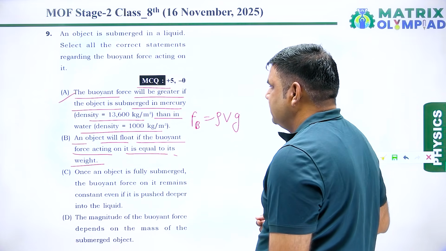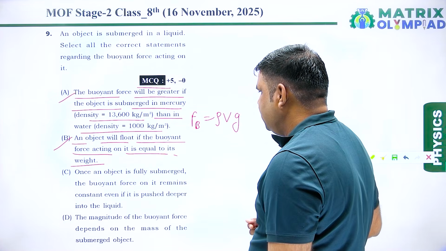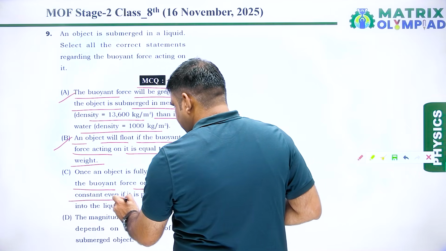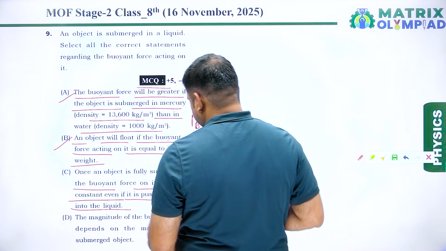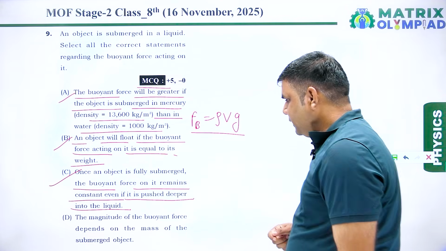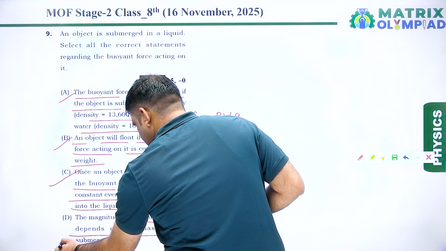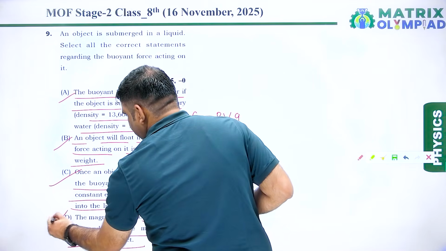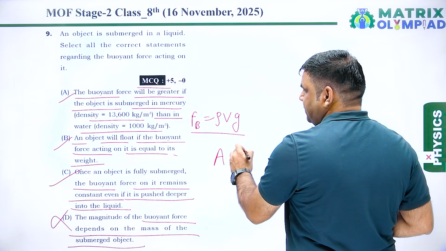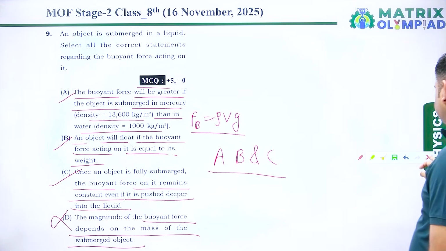An object will float if the buoyant force acting on it is equal to its weight. Yes, this is also true. Once an object is fully submerged, the buoyant force on it remains constant if it is pushed deeper into the liquid. Yes, this is from the formula of buoyant force, so we can say that this is also true. The magnitude of buoyant force depends on the mass of the submerged object. No, this is false because buoyant force does not depend on mass. So our correct answer is A, B and C for question number 9. Let's move to the next one.